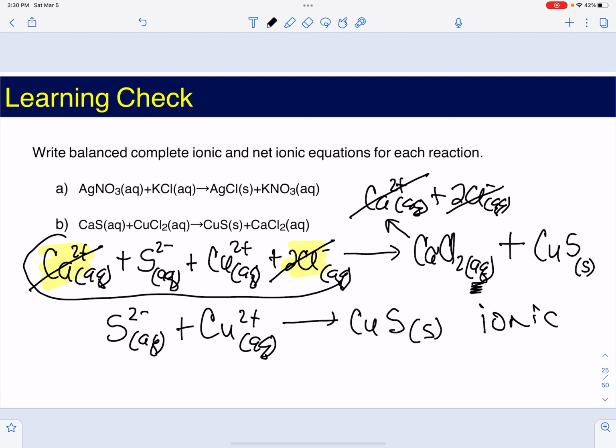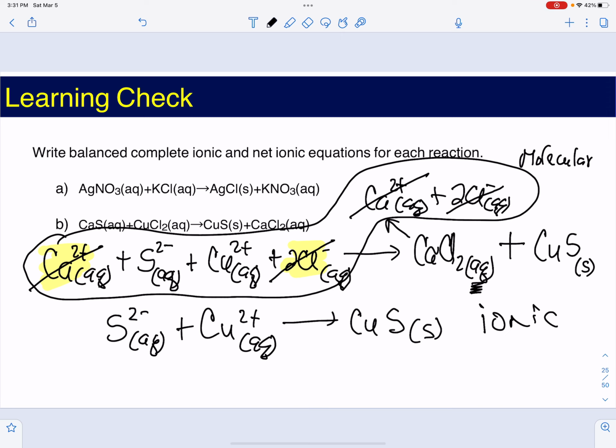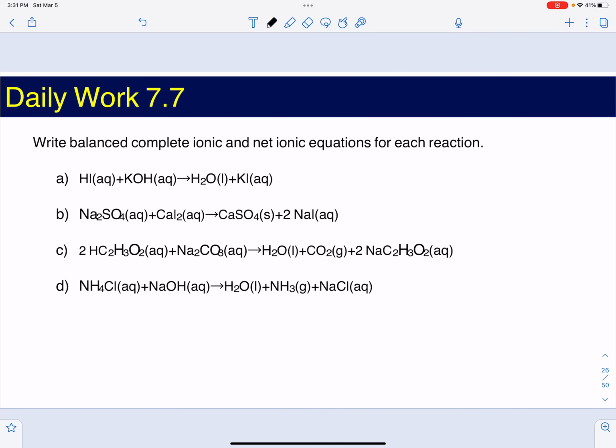This is my molecular equation. Not my molecular, that would be my total ionic. The total ionic equation. So make sure you go back to that and review it, check the textbook, go into the tutorial videos, go back into Alex, but make sure you practice that a lot. And that's your daily work.